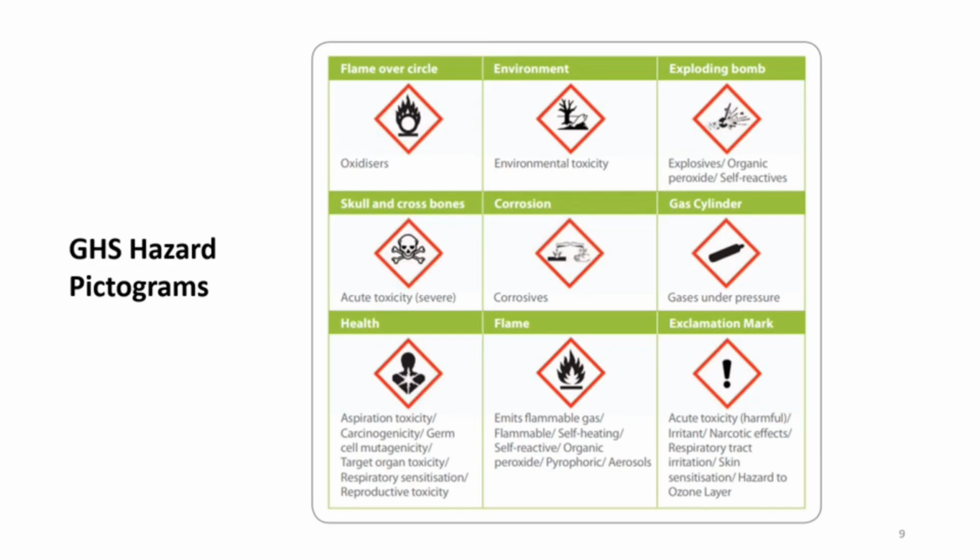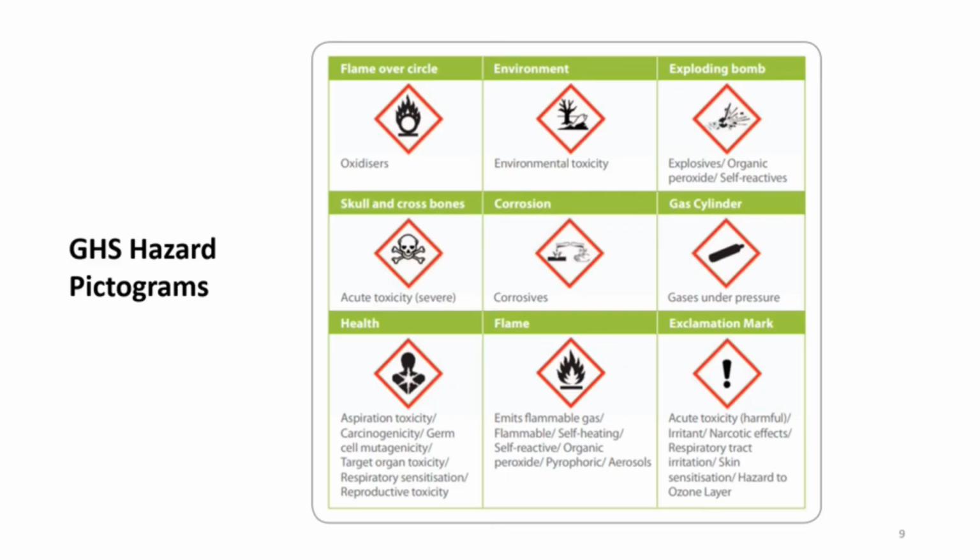A pictogram showing flame over circle represents oxidizers. A pictogram showing dead tree and fish represents environmental toxicity. A pictogram containing an exploding bomb represents explosive substances. A pictogram showing skull and crossbones represents acute toxicity. A pictogram displaying a test tube pouring chemical onto a surface represents corrosives. A pictogram containing the gas cylinder represents gases under pressure.